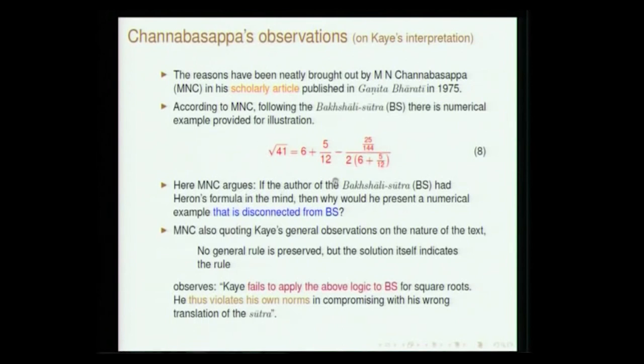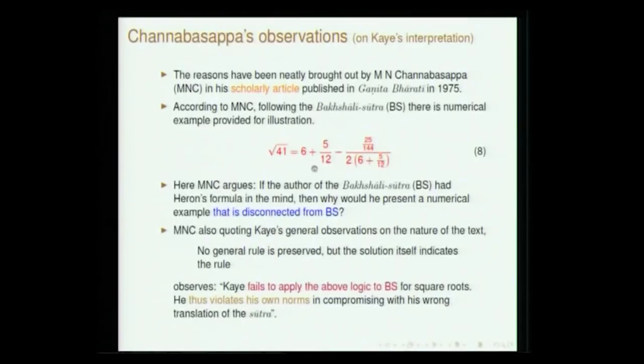So he says, as you would have seen even in other lectures given by Professor Shriram on Brahmasphutasiddhanta or Aryabhatiya, Aryabhatiya of course does not give various examples, whereas Bhaskara and Brahmagupta, after giving a certain general formulation, immediately give illustrative examples. So Channabasappa says, soon after the sutra is presented, we have a numerical example, and the numerical example simply amounts to this. If this amounts to this, then why would one say that the formula is confined only to the first two terms in this series?